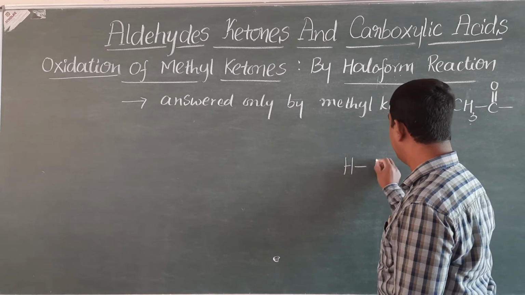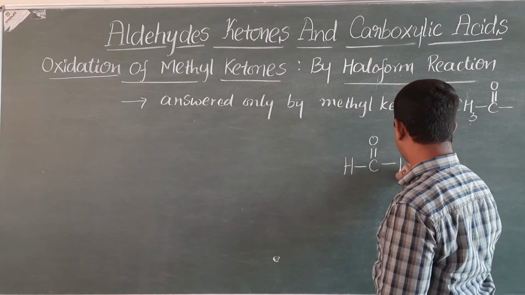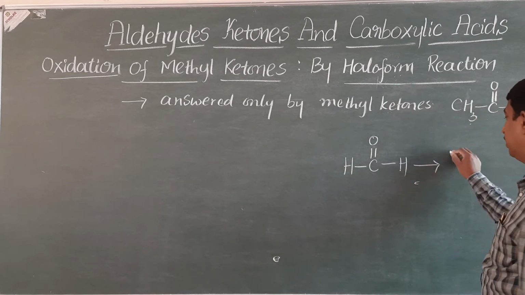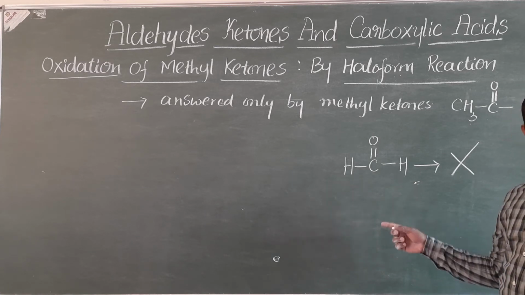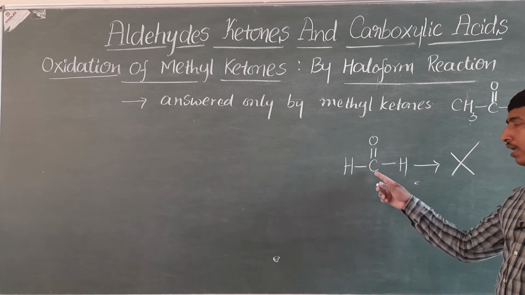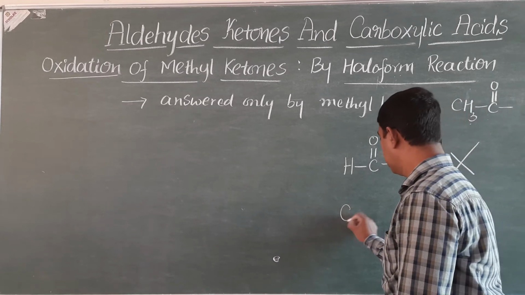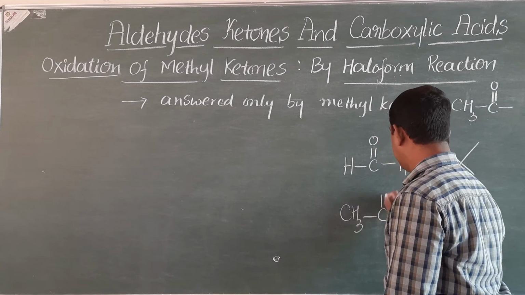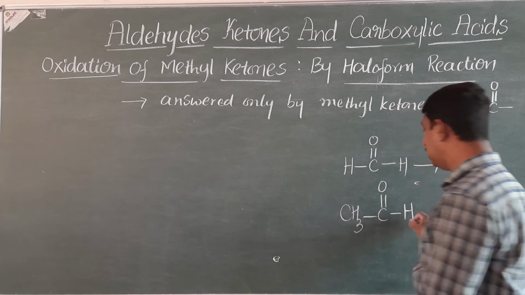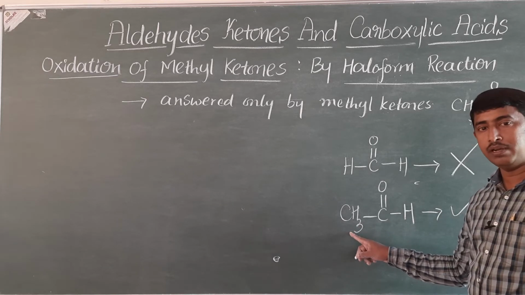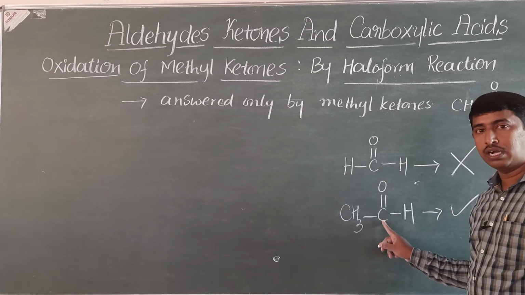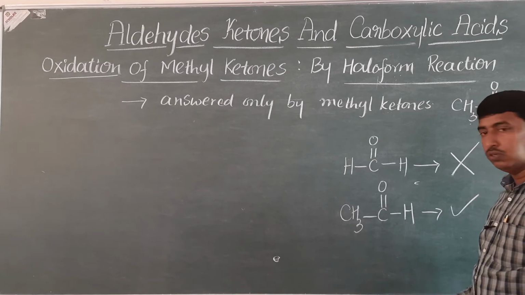Suppose I take formaldehyde, this is the formula of formaldehyde, and it does not answer the haloform reaction because it does not contain any methyl group directly bonded to the carbonyl group. We can take acetaldehyde, CH3, C double bond O, single bond H. See, this compound answers the haloform reaction because it contains one methyl group directly bonded to the carbonyl group.